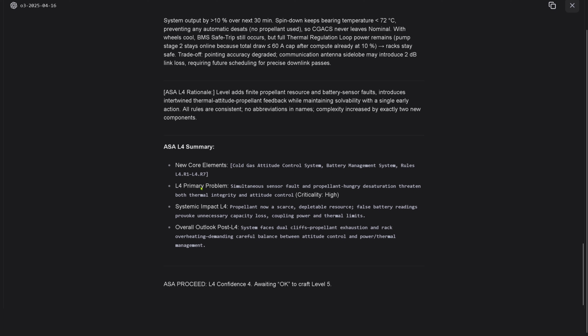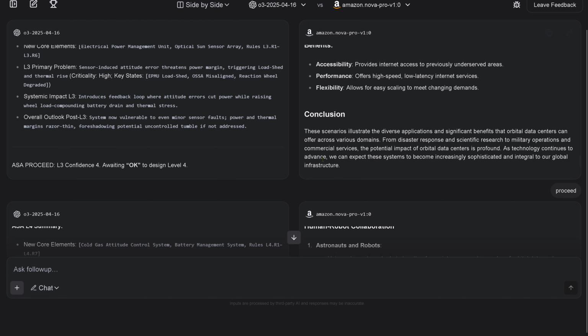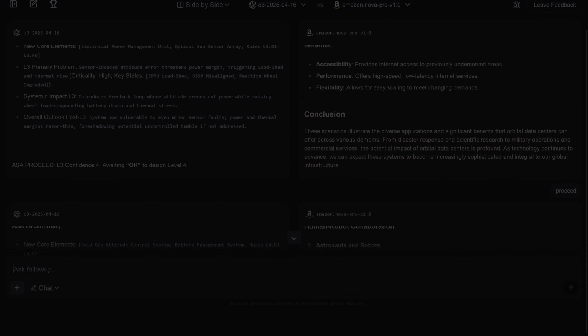We have new elements, we have a primary problem where criticality is really high. We have a system impact where the propellant is now at its scarce, depleted resource. The false battery readings provoke unnecessary capacity loss, coupling power and thermal limits. And we have an overall outlook of the post-L4 system. The system faces a dual cliff: propellant exhaustion and rack overheating, demanding careful balance between attitude control and power thermal management. And this was just level 4. I know what you're going to say. What happens now in level 5?